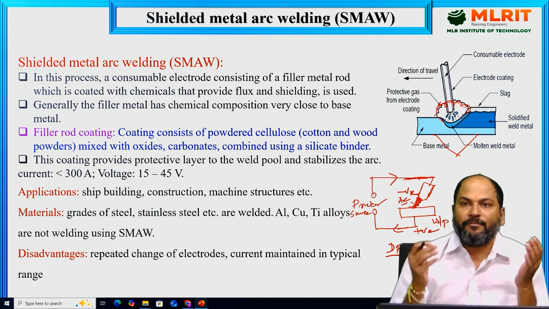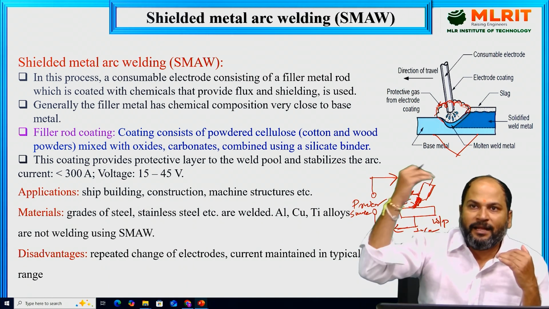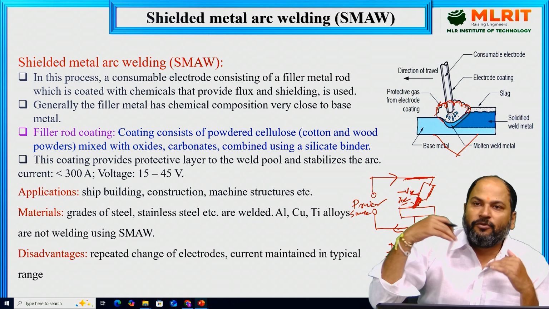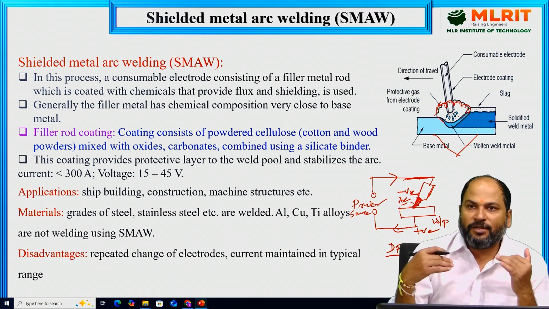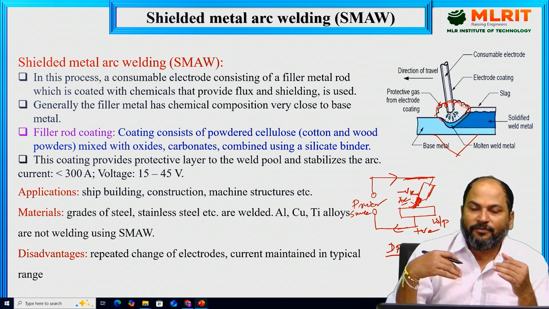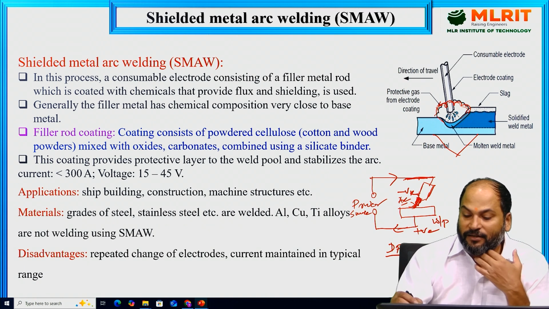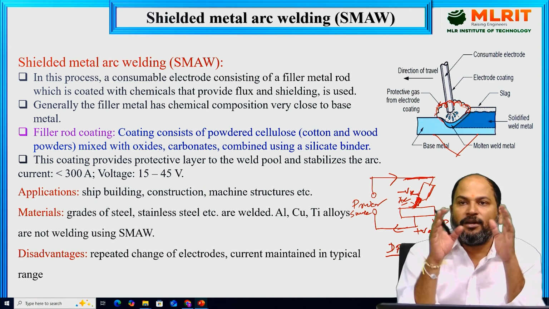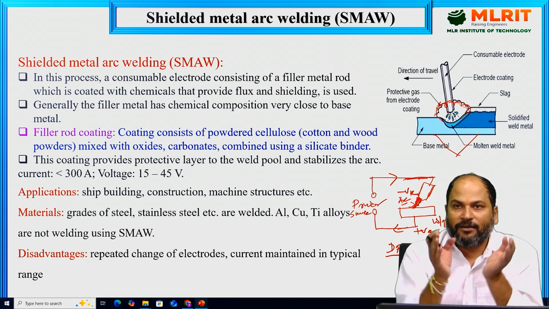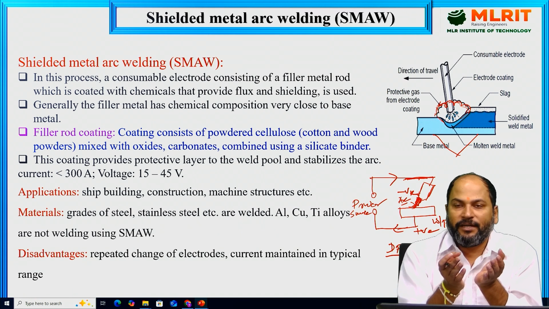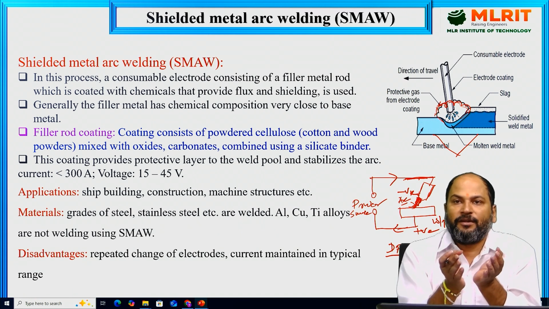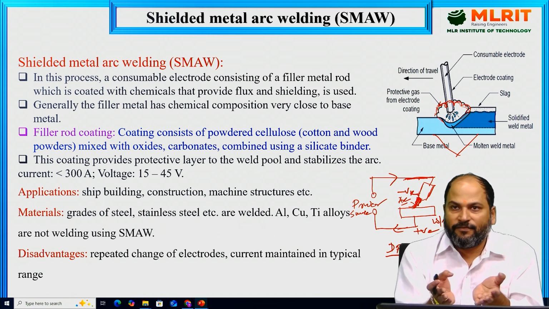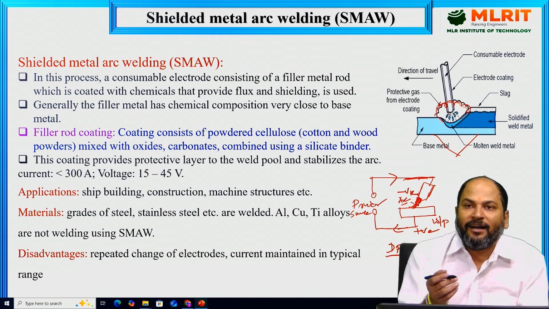It is just like an umbrella. Rain is falling, but because of the umbrella, it cannot wet our body. Similarly here, it will create an envelope. The weld pool will be completely covered by this, either by flux or by an inert gas.